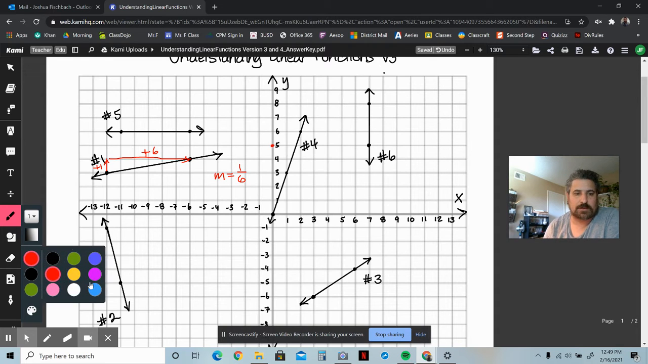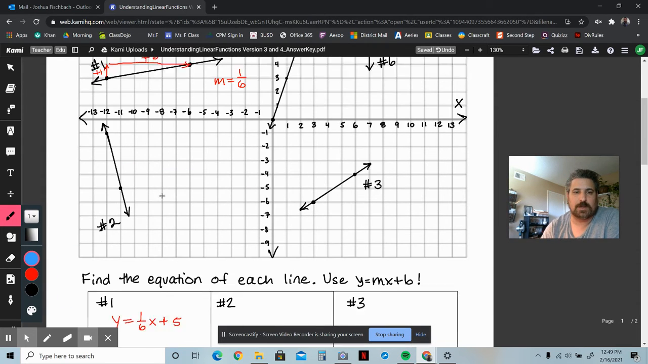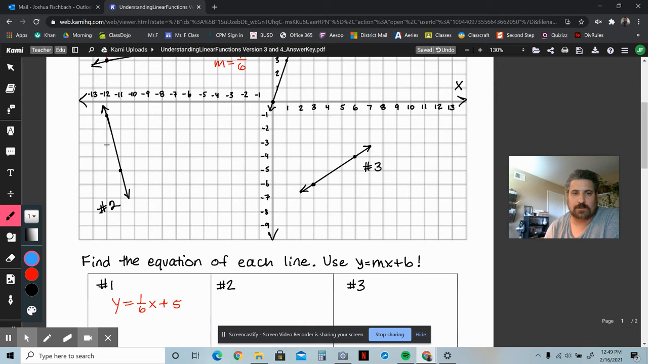Let's look at another one. Another one we're going to look at is number 2. This one obviously has a negative slope because it's going down. It's pretty steep, so I would expect a slope that is greater than 1, absolute value, and it's going to be negative. Now, I don't see where it crosses the y-axis or the x-axis cleanly, so I'm going to take this and find the slope here.